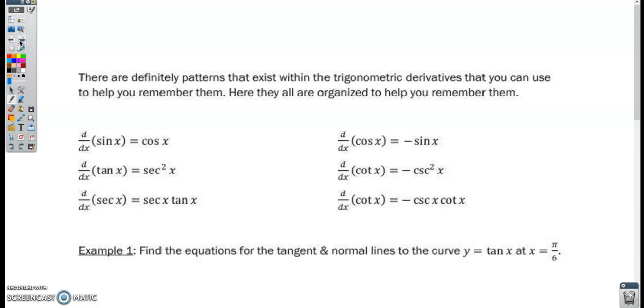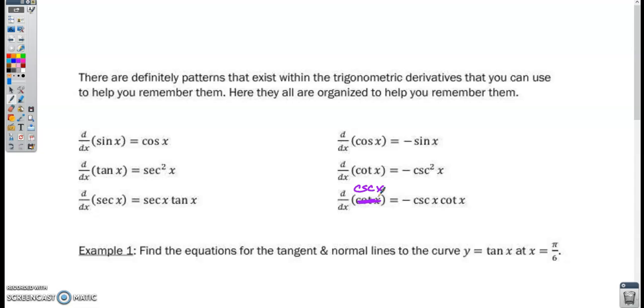cofunctions, ooh, I found a typo. My goodness. For all of the cofunctions, there is a negative in those. Man, that typo really threw me for a loop there. All right, so I got to fix that.